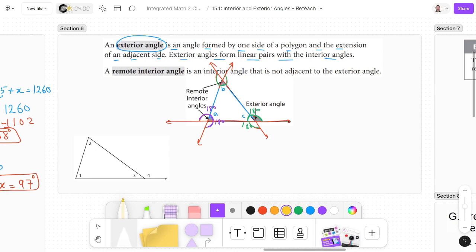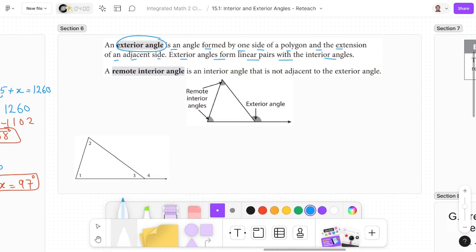If it's not 180, like this one here, which is vertical, then it is not exterior. So as you can see, these are not exterior because they are vertical. Okay, so now these are the exterior angles. The exterior angle is always adjacent to the interior angle, forming a linear pair that makes 180 degrees.